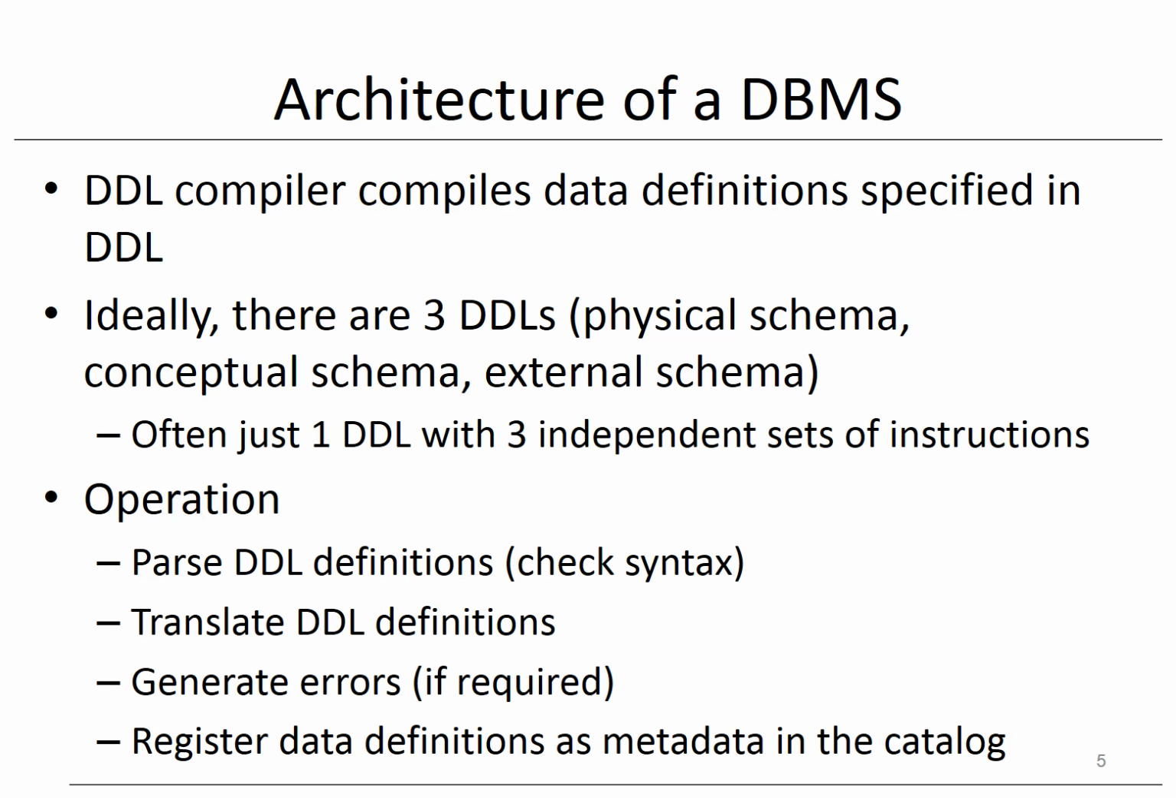The DDL compiler will first parse the DDL definitions and check their syntactical correctness. It will then translate the data definitions to an internal format and generate errors if required. Upon successful compilation, it will register the data definitions in the catalog where they can be used by all the other components of the DBMS.